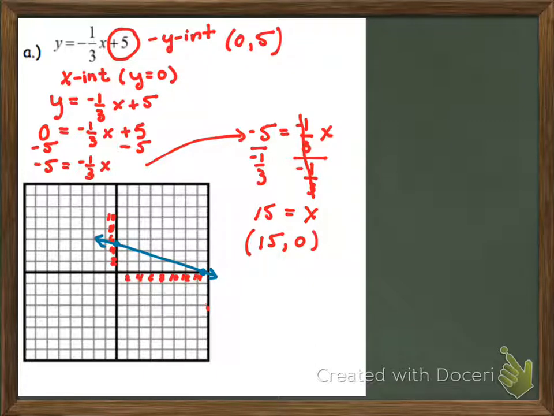Again, just as a mental quick check, our slope is negative, our line is going down from left to right, and that is a good sign.